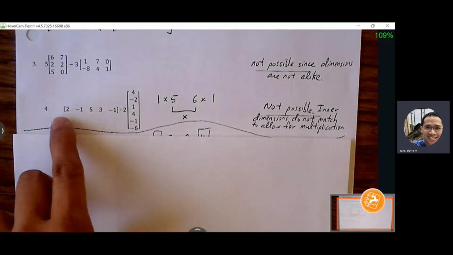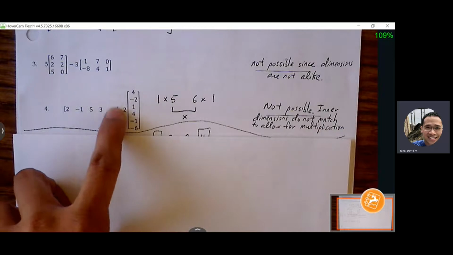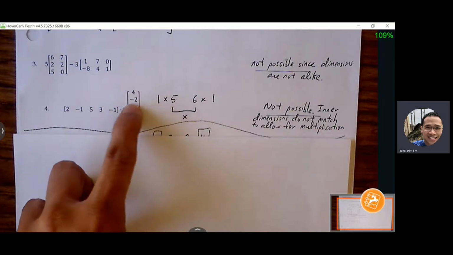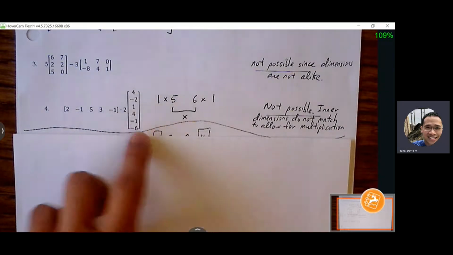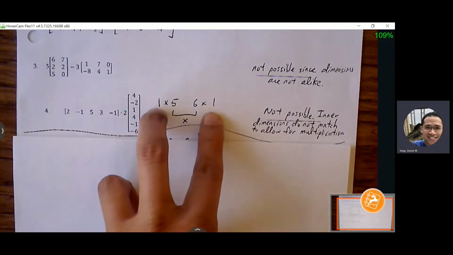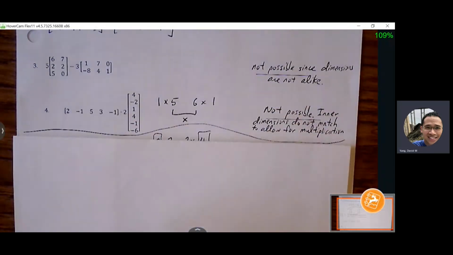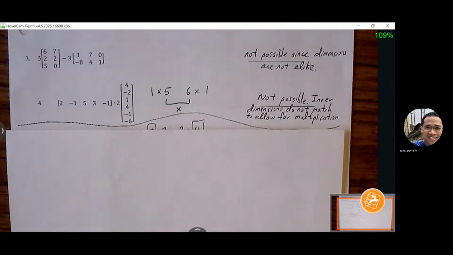So this first matrix is a 1 row by 5 columns. The second matrix is a 6 row by 1 column. The middle numbers have to match. If the middle number matches, we can take the outside numbers as the new dimension. But if those don't match, we just have to indicate the reason why. Okay. The inner dimensions do not match.